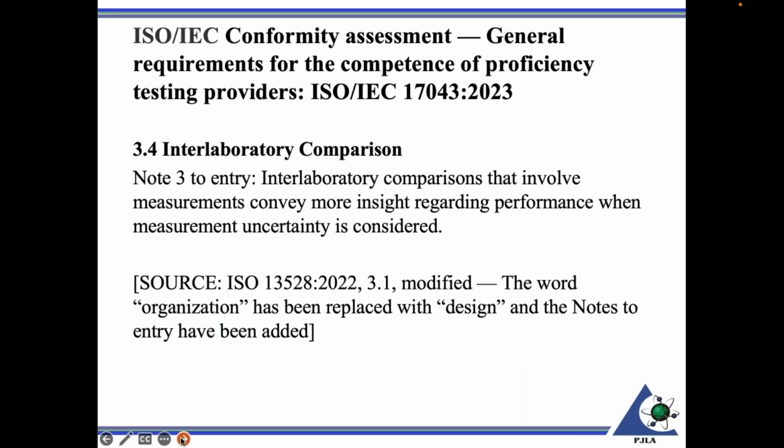And another is, in general, that interlaboratory comparisons that involve measurement convey more insight when measurement uncertainty is considered. Now, in interpretive type testing or more qualitative type testing, you can still have factors that would affect uncertainty. So, let's just say there's something where you're looking at a color match.